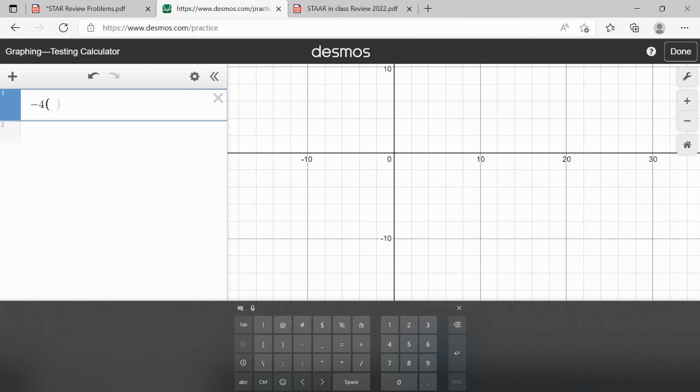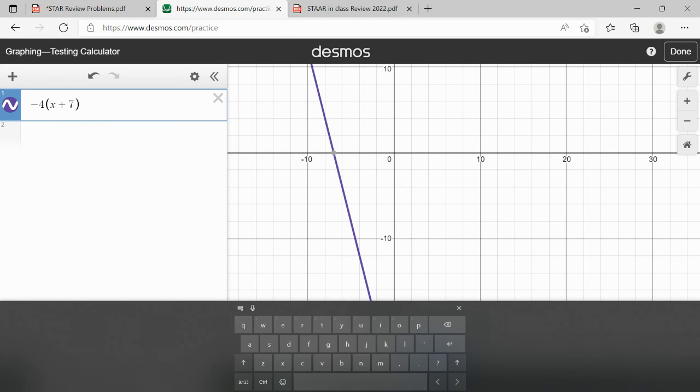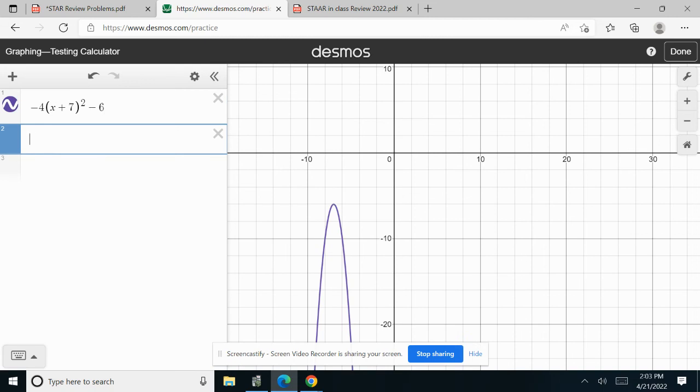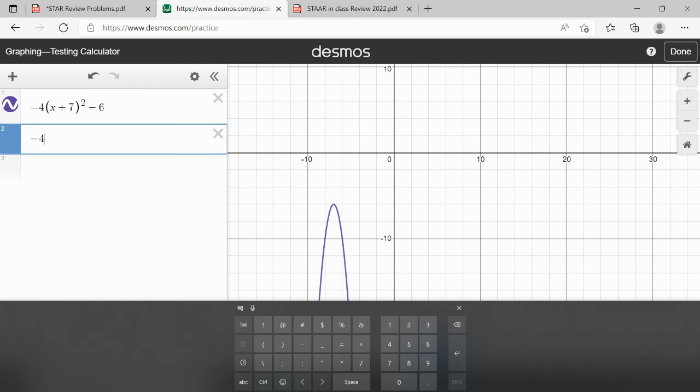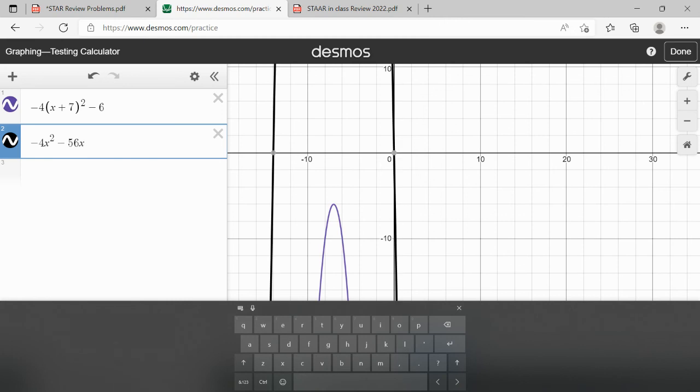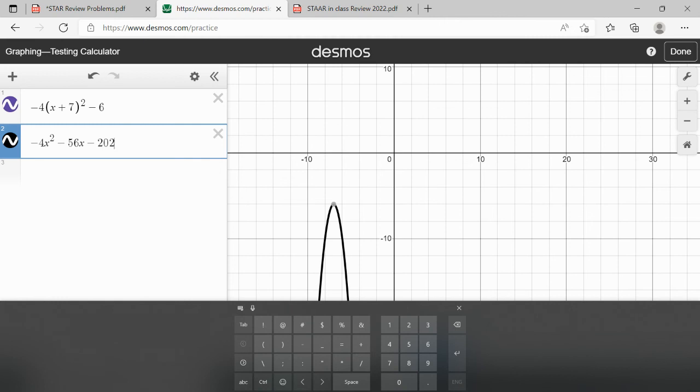I'm going to type in what it has, negative 4x plus 3, x plus 7 squared, and then minus 6. Okay. First answer choice, negative 4x squared minus 56 plus minus 202. Okay, it does match. That's it.